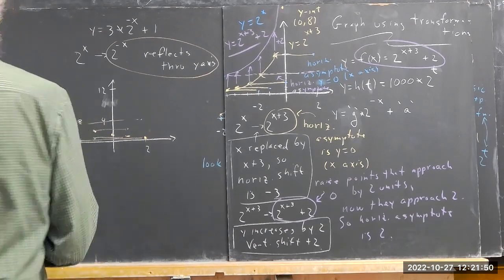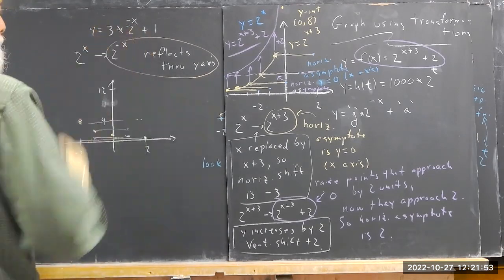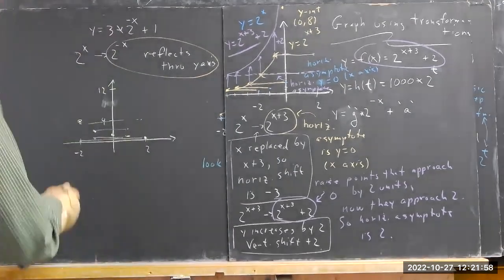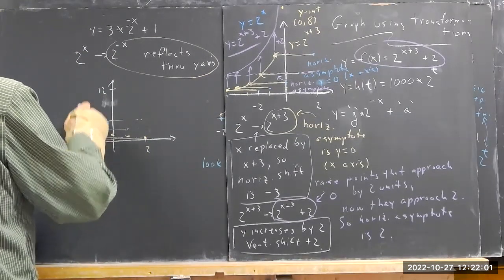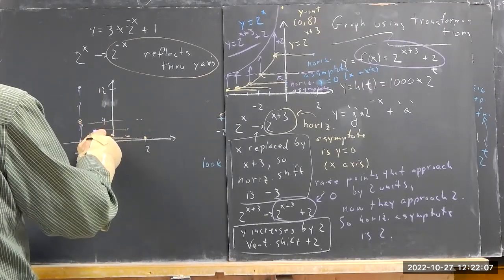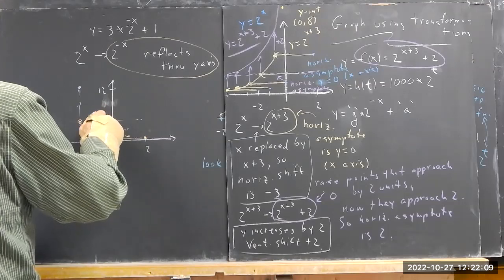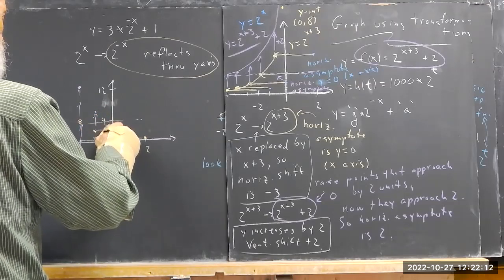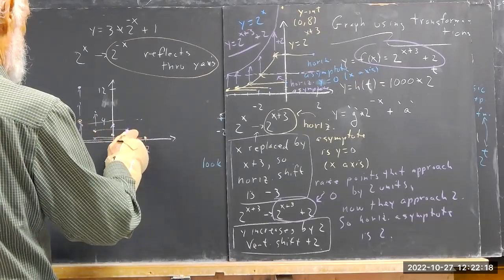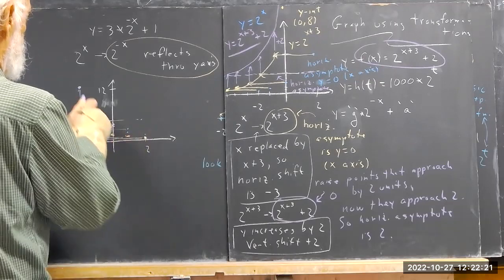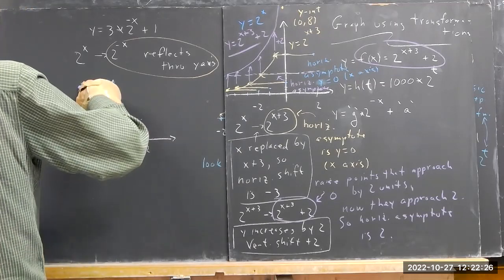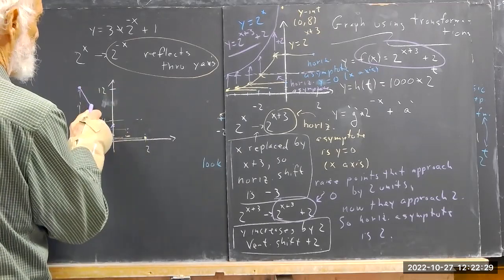Then what do we do? We multiply everything by 3. We move everything 3 times as far from the x-axis. So this point's going to move up here and here. It's going to become this. This point is going to move up to about here. This point is going to move up to about here. And then this point will come up about here, and this point will come up about here. So now we have this.